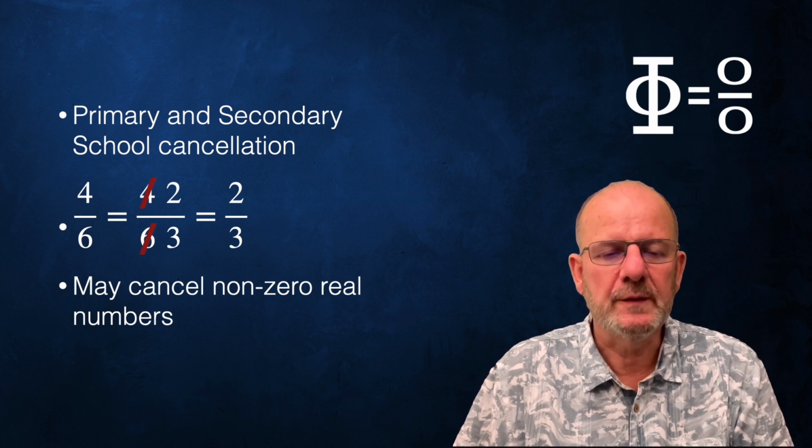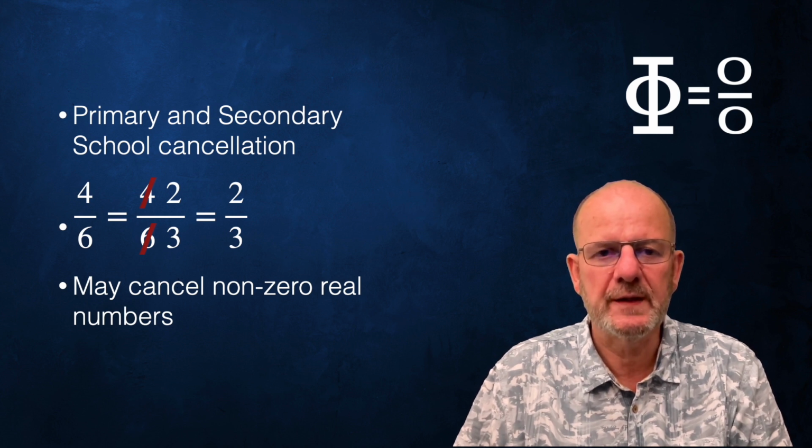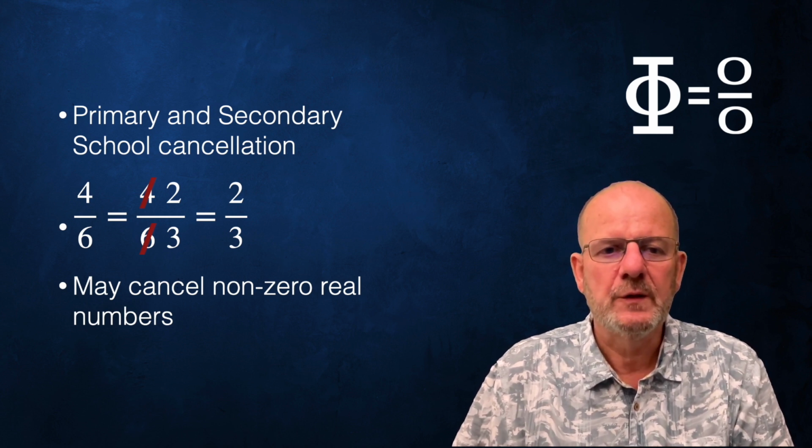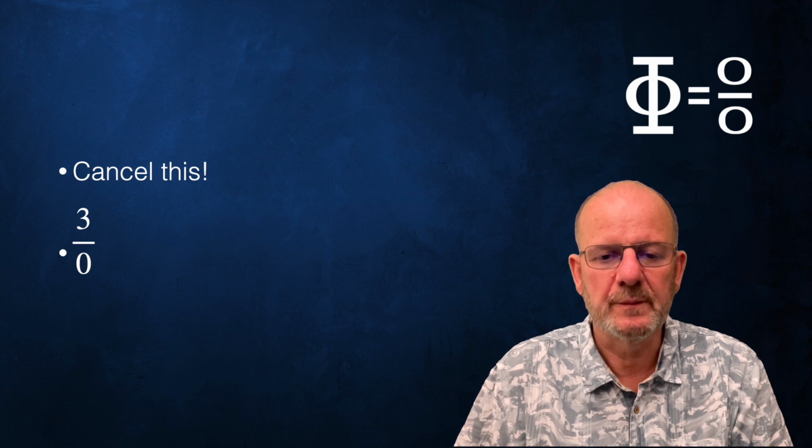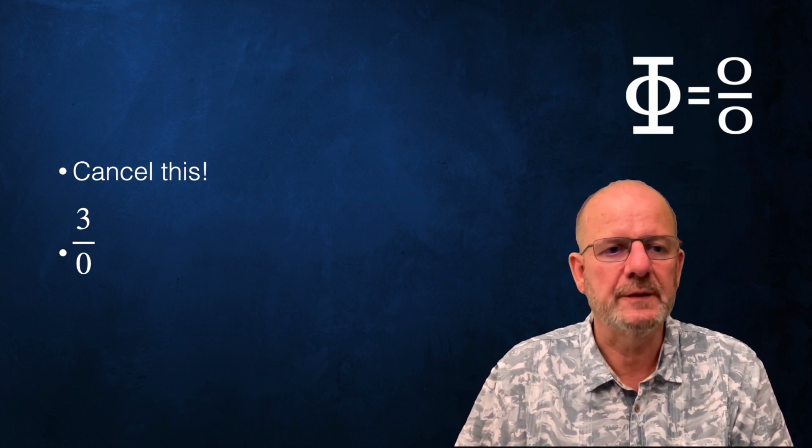In primary school, if you're given a frac term like 4 over 6, you cancel the 4 to produce 2, you cancel the 6 to produce 3, and the answer is 2 over 3. You're allowed to cancel any non-zero real numbers. Now cancel this, 3 over 0. If it takes you more than a second, there's something you can learn about cancellation.